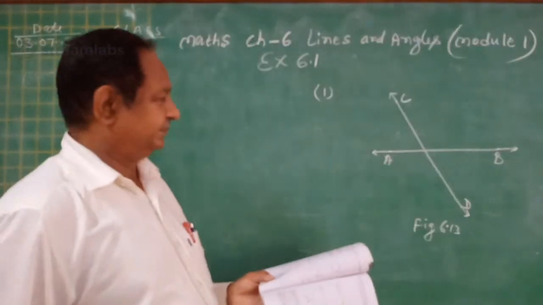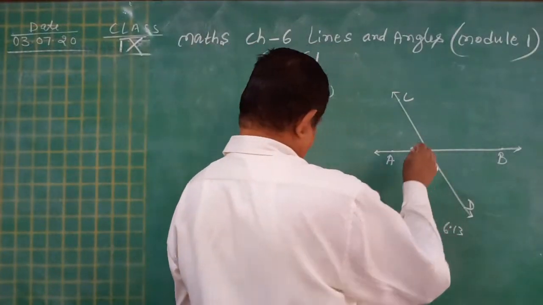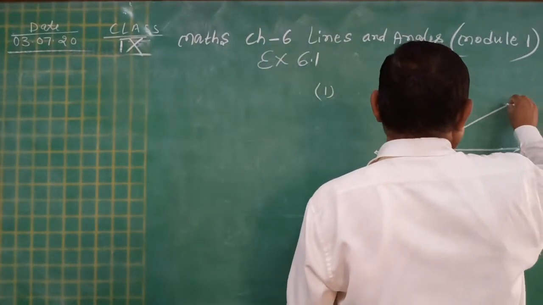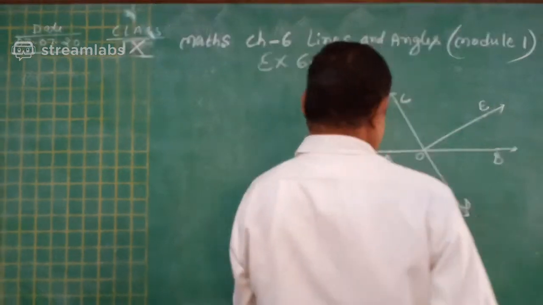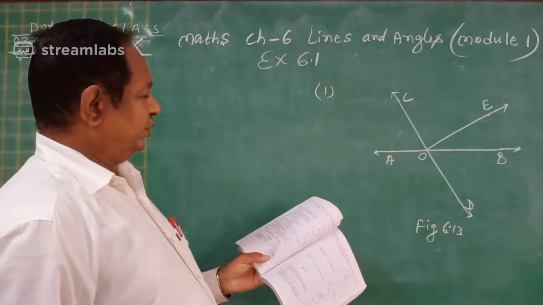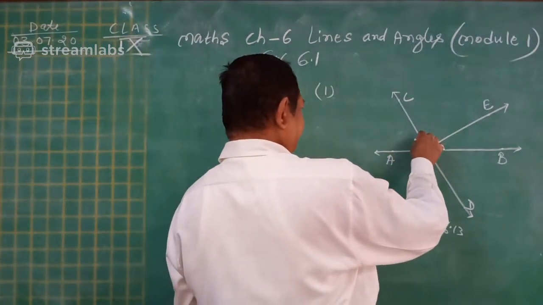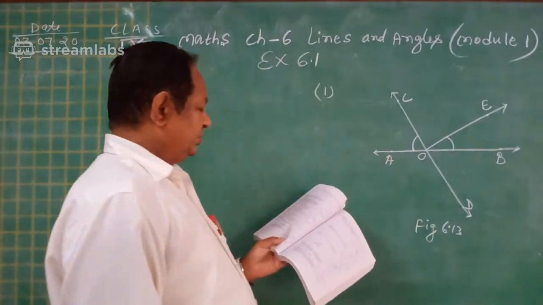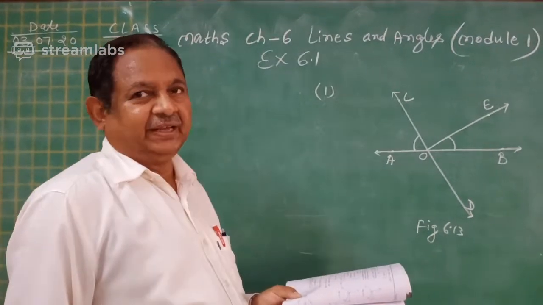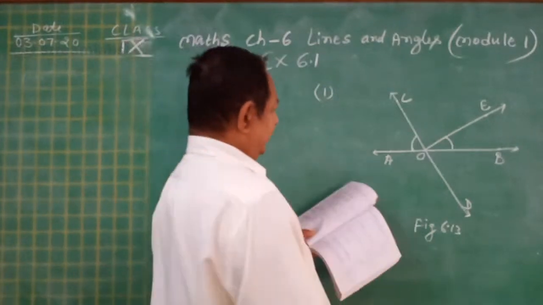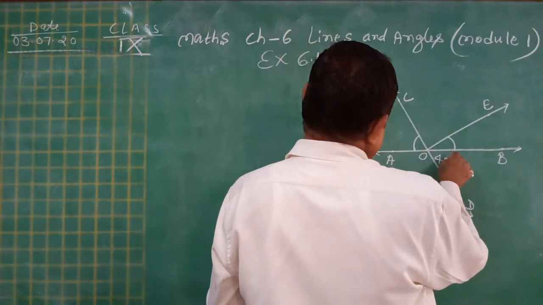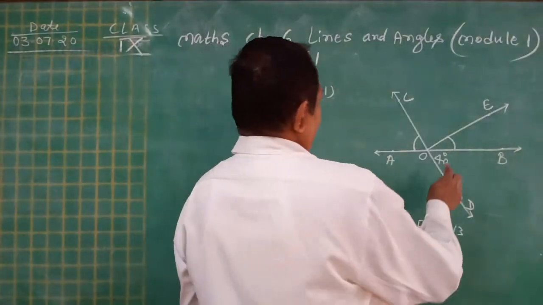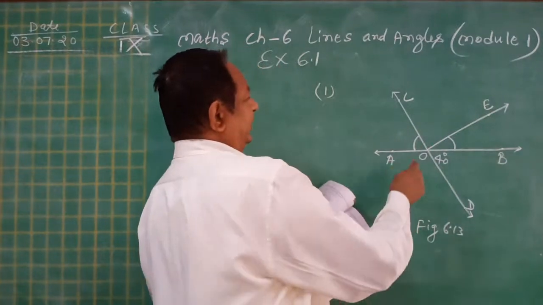This point is O and OE is another ray. Angle AOC plus angle BOE, the sum of these two angles is given as 70 degrees. And angle BOD is 40 degrees. Find angle BOE. Also find reflex angle COE, meaning this angle.